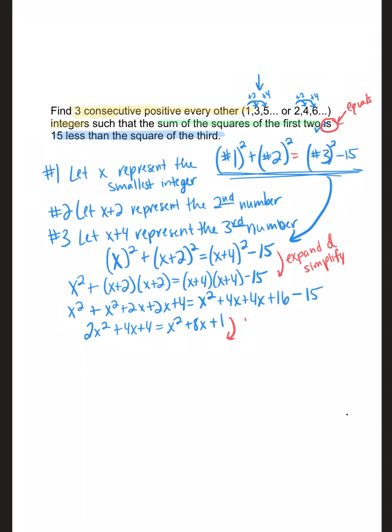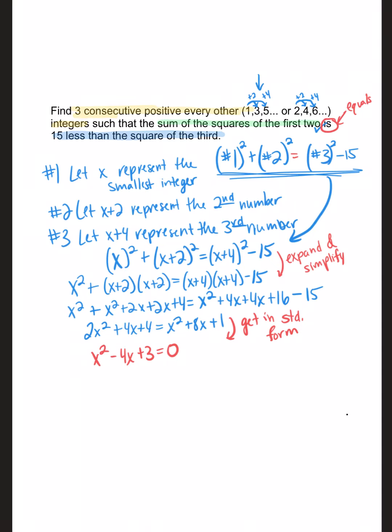Based on what we did on the first page of our note, we need to get this in standard form. And once it's in standard form, we should be able to solve by factoring or using our quadratic equation. So let's move everything over to one side. If I move my x squared over, it's going to be 2x squared minus x squared, so that's just x squared. And we'll have 4x minus 8x, so that's going to be a minus 4x. And then we'll have 4 minus 1, which is plus 3. So now that long algebraic equation, we've boiled down to just a simple trinomial.